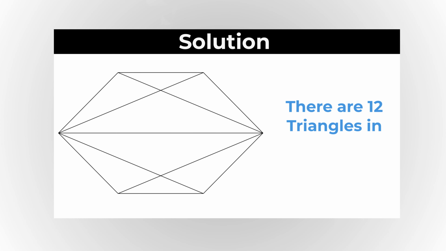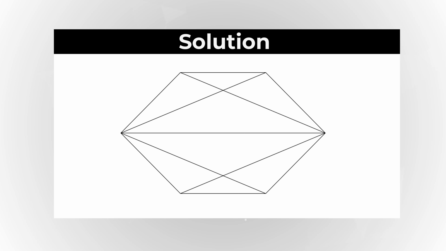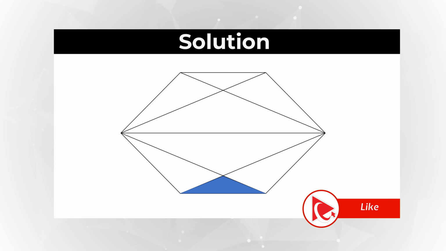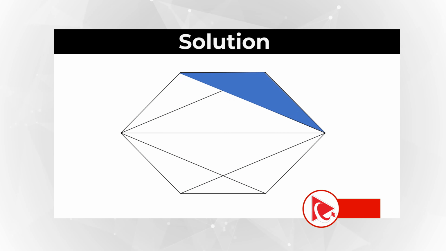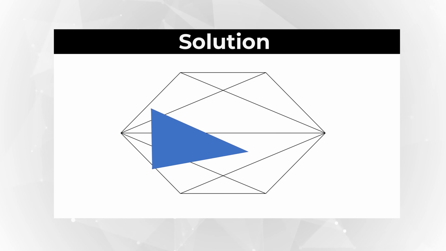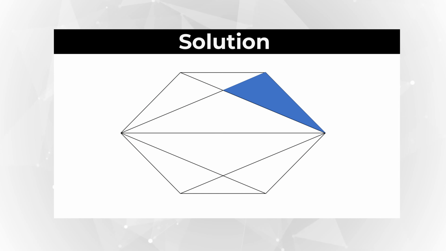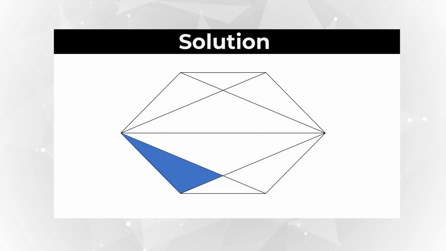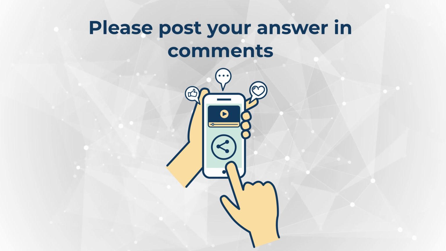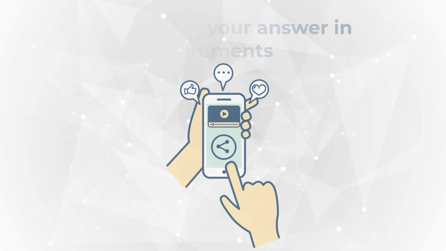Couldn't believe it, but I counted 12 triangles here on the picture. Let me show them all to you. 1, 2, 3, 4, 5, 6, 7, 8, 9, 10, 11, and 12. Did you count a different number? Please make sure to share in comments. And also please share how easy was it for you to solve it.